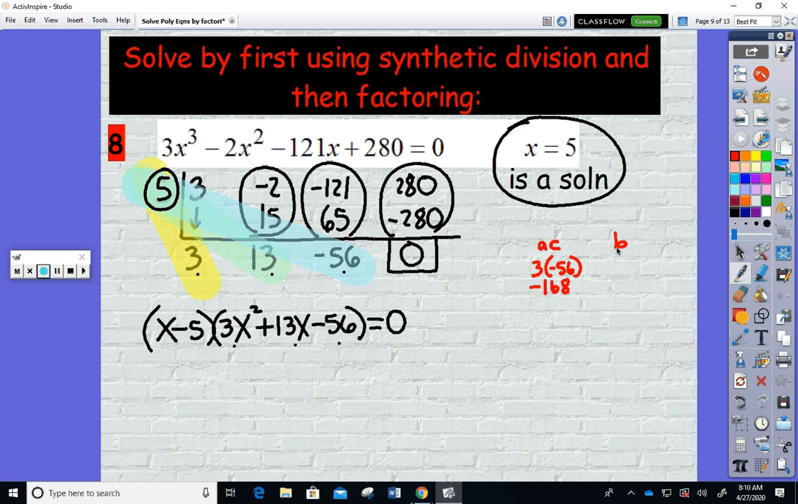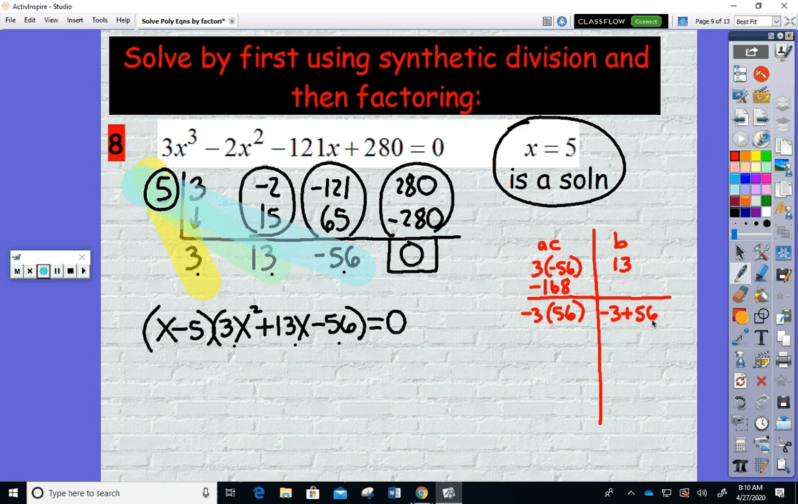B is going to be 13. So I've got to do some work here. I'm going to start with 3 and 56, and I'll say negative 3 times 56, and then I'll switch it around. Well, negative 3 plus 56 is definitely not right.